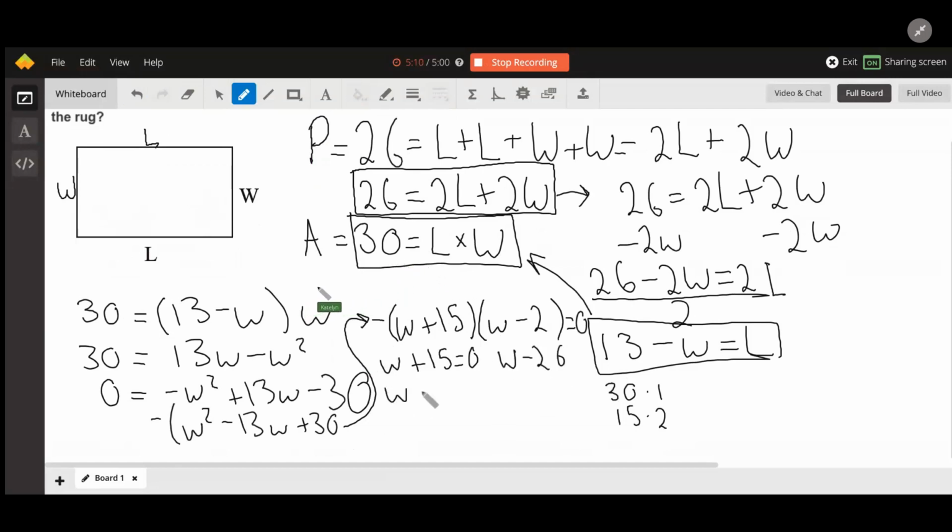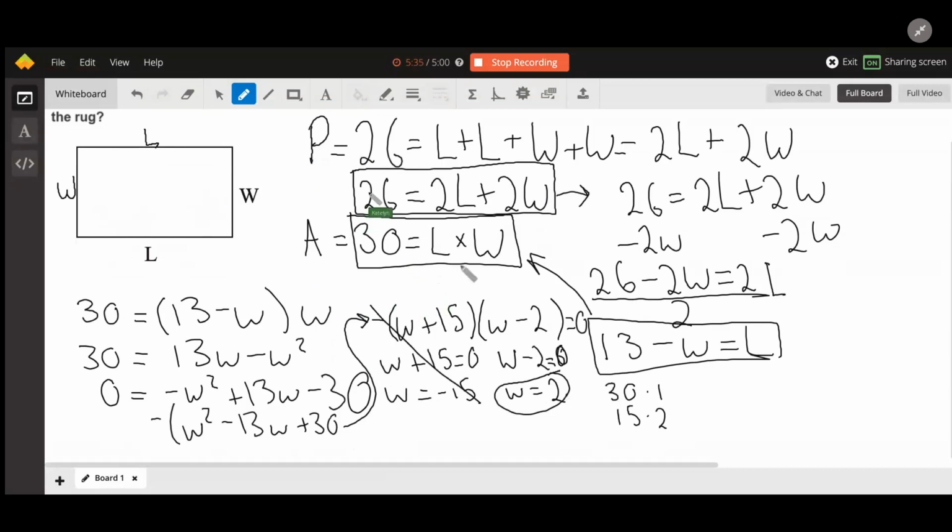And we get W equals negative 15 and W equals 2. The width of this rectangle cannot be negative. That's impossible. You can't have a negative length, so we're just going to pretend this doesn't exist. So we know the width must equal 2. So this is good. We know the width.